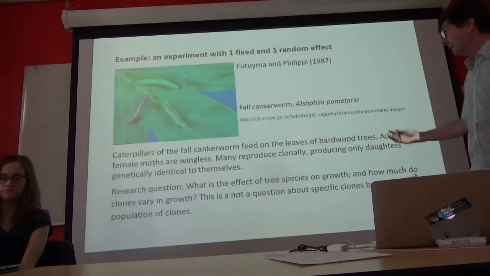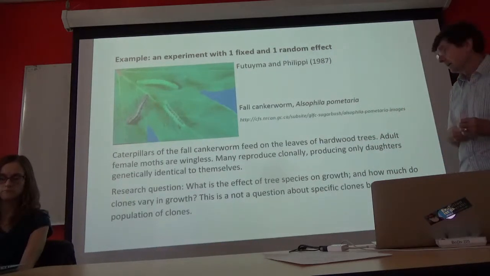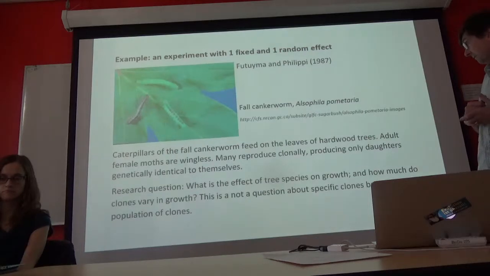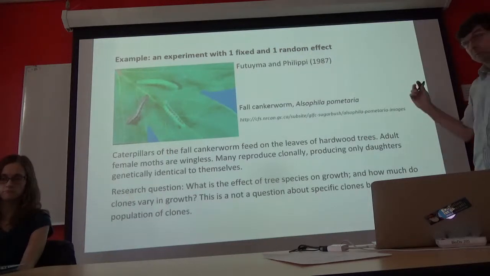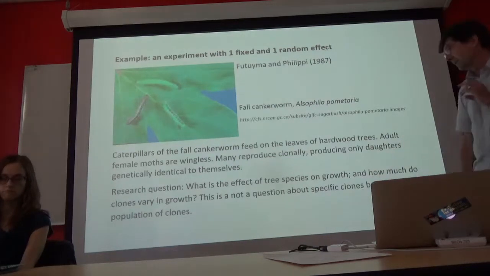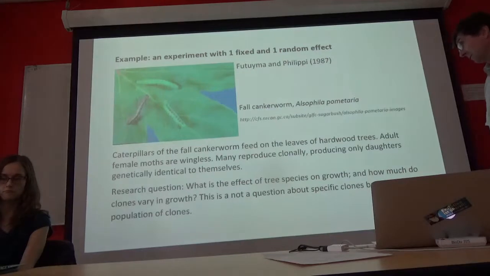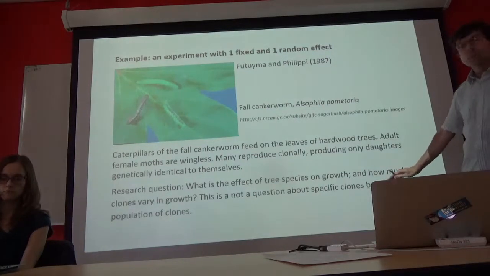As part of the study, then, Fatuma and Philippi sampled females, asexual, essentially, females from the population, and had them each produce a large number of daughters. And then the research questions involved things like, what are the effects of tree species on growth, but also, how much do clones vary in growth?